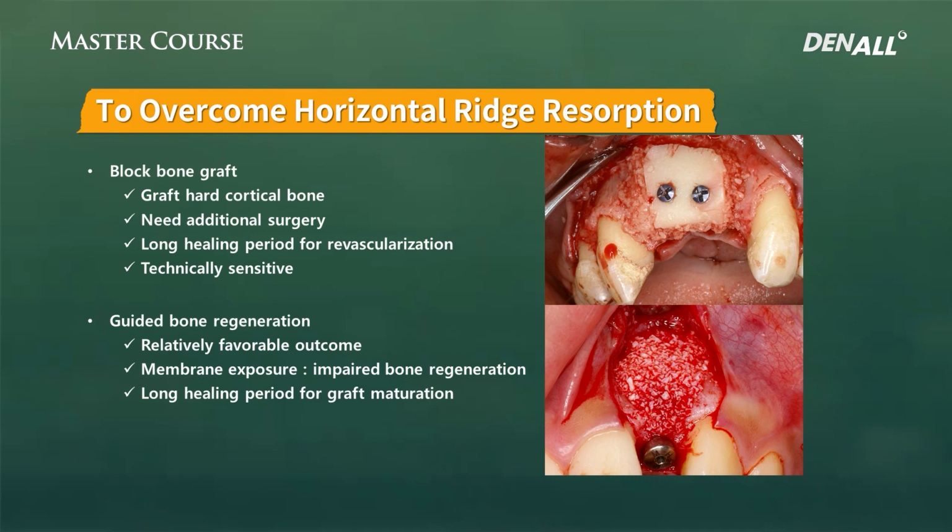In the case of GBR, you can get a relatively favorable outcome, and this is frequently used. However, additional incision or releasing may be necessary. The downside is that once the membrane is exposed, the regeneration effect is dampened. It takes a long period of time for the graft material to mature as well. In certain cases, we can do ridge split osteotomy.